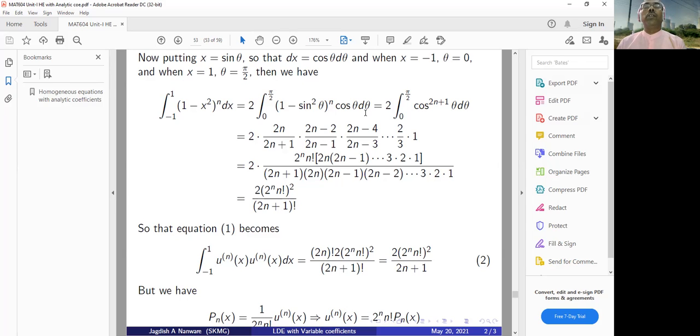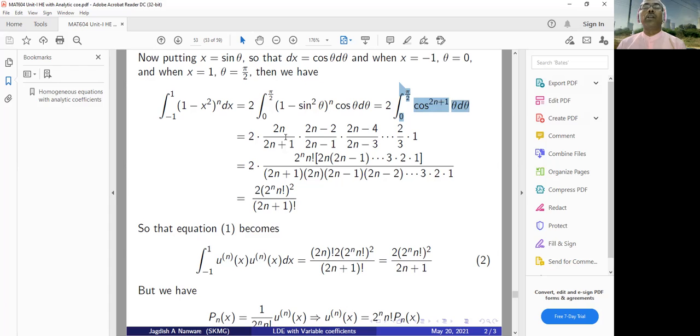So this is equal to 1 minus sine square theta, which is nothing but cos square theta. If we put cos square theta here, this is cos to the power 2n, and this cos theta. So that gives cos theta to the power 2n plus 1. And to determine this integral, we use the reduction formula, which we have seen in the first year course.